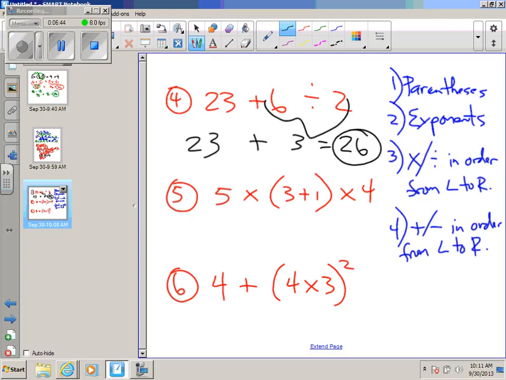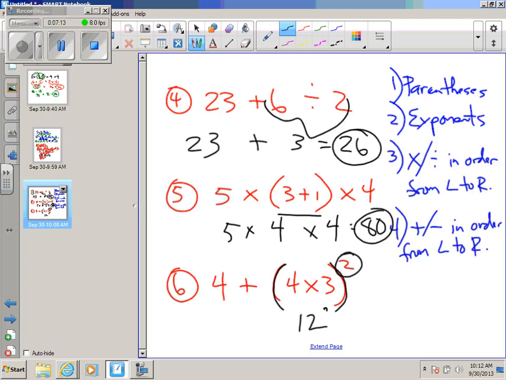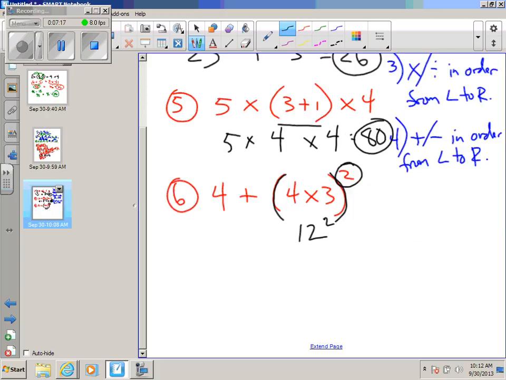Step 5, parentheses. Right here. 3 plus 1. So 5 times 4 times 4. Very good. Got it? Parentheses. Yes, what is it? What about this exponent? It's on the outside of the parentheses, so what that means is whatever we get on the inside, they're going to square it. What is 12 squared? 12 times 12.